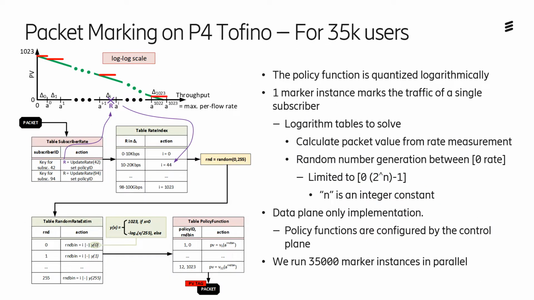We simplified our packet marking algorithm for P4 Tofino. We use the built-in rate measurement and convert the rate to an index using a logarithm table. By using another logarithm table and the subtraction, we generate random numbers between 0 and the measured rate. Finally, we take the packet value to mark from a policy function table. We run 35,000 marker instances in parallel.